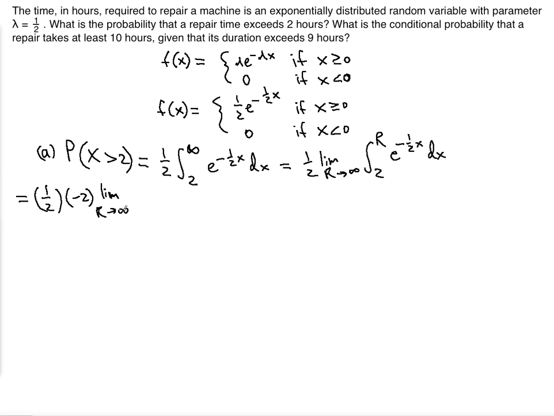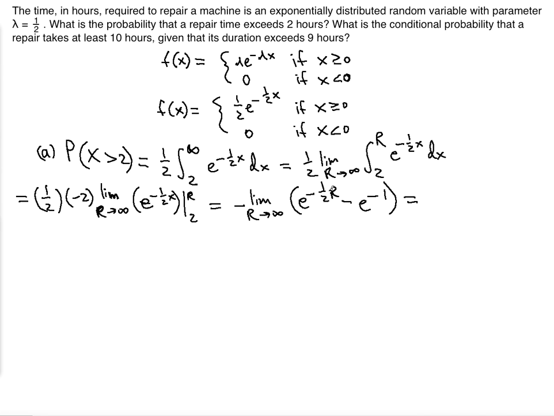So the limit as r approaches infinity, this is going to be e to the negative 1/2 x evaluated from 2 to r. You have a negative sign as a result, and the 2's cancel out. So you'll have e to the negative 1/2 r minus e to the negative 2 divided by 2, which is 1, so it's just negative 1.